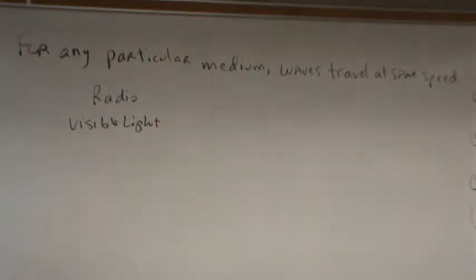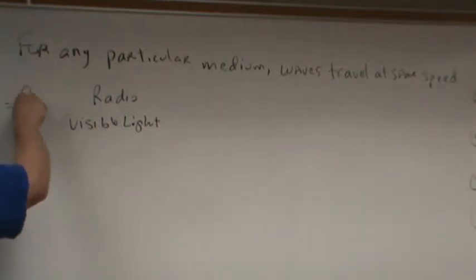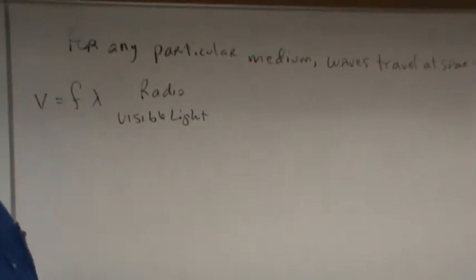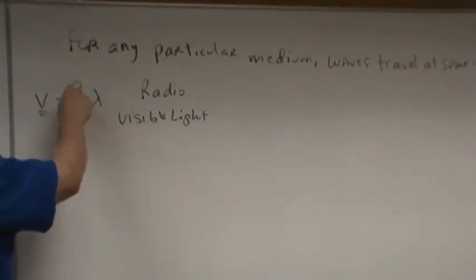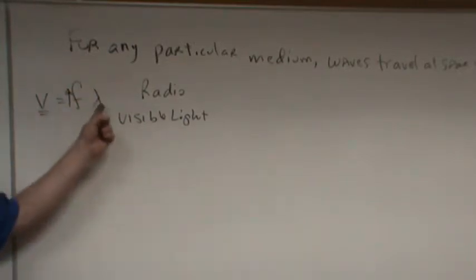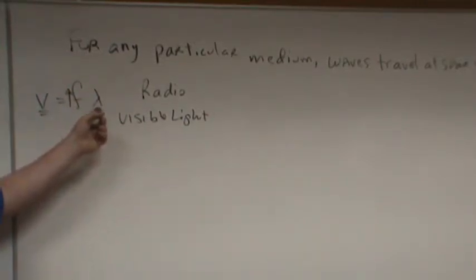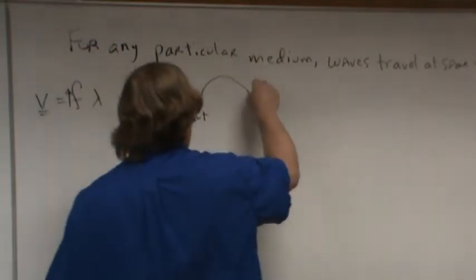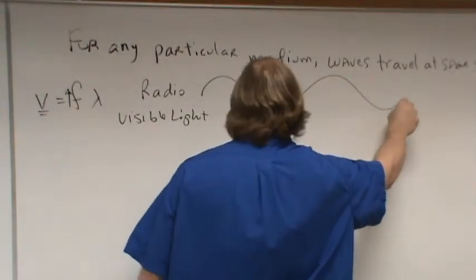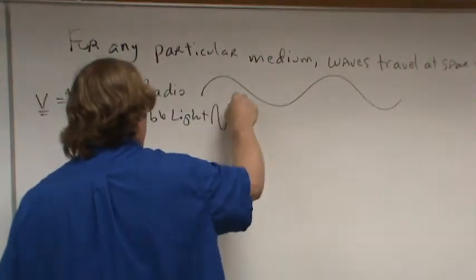But definitely, because radio waves travel the same speed as light waves, which travel the same speed as X-rays, and we got V equals F lambda, and they all travel at the same speed. If I've got a wave with a higher frequency, what's going to happen to its wavelength? Decrease. Yeah, lower wavelength. So this radio wave might look like this, and this visible light wave might look like this.